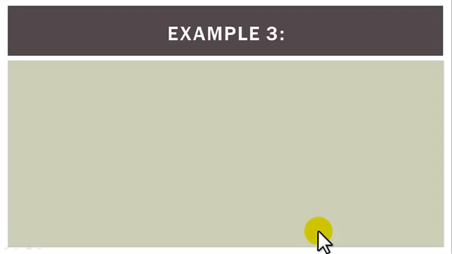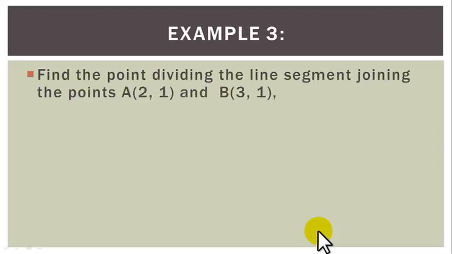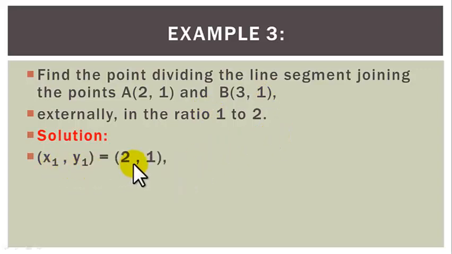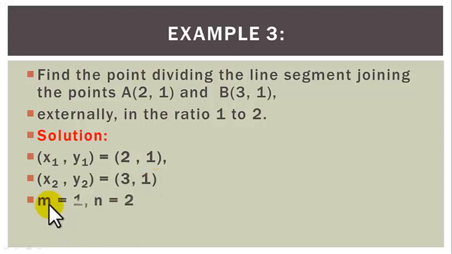Example 3. Find a point dividing the line segment joining the point (2, 1) and (3, 1) externally in the ratio 1 to 2. Solution. Again, the two given points are (x1, y1) equals (2, 1) and (x2, y2) equals (3, 1). The ratio m to n are m equals 1 and n equals 2.